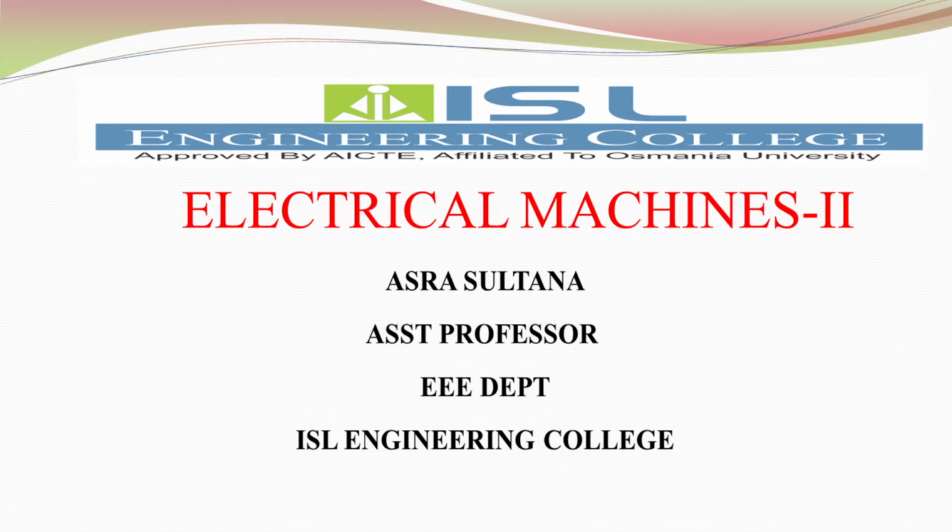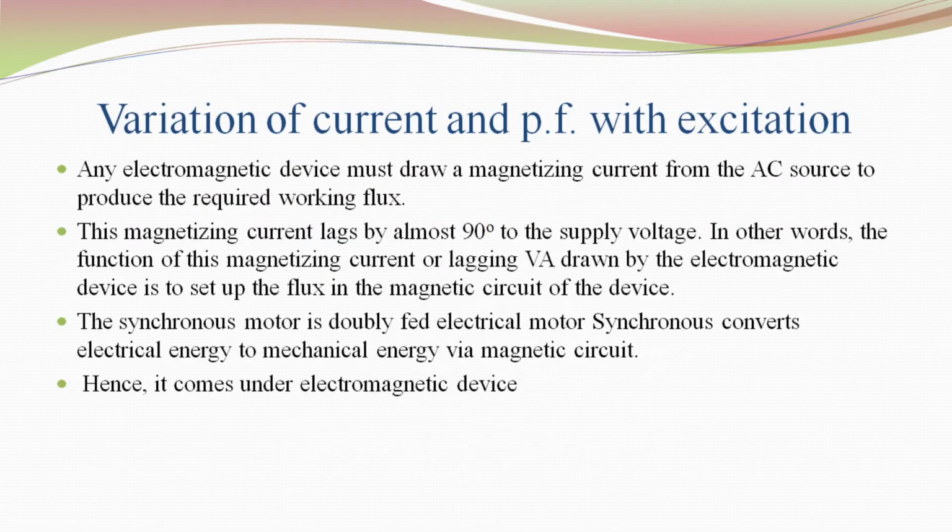So in today's class of Electrical Machines 2, we are going to study the variation of current and power factor with excitation. In previous classes we have studied the introduction to the synchronous motor, its construction, operating principle and applications, and we have seen magnetic locking. These are very important terms. We have seen the rotating magnetic field, magnetic locking, and the phasor diagram or vector diagram of the synchronous motor. So today I am going to tell about the variation of current and power factor with excitation.